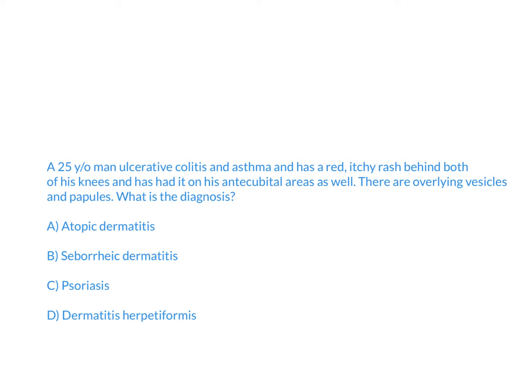A 25-year-old man with ulcerative colitis and asthma has a red, itchy rash behind both of his knees and has had it on his antecubital areas as well. There are overlying vesicles and papules. What is the diagnosis? A. Atopic dermatitis. B. Seborrheic dermatitis. C. Psoriasis. And D. Dermatitis herpetiformis.